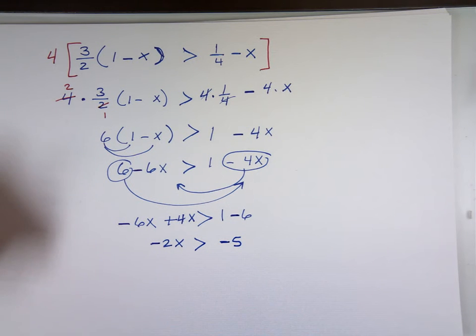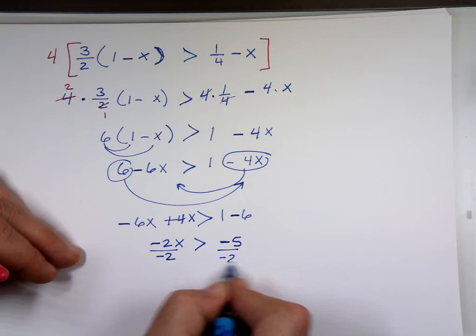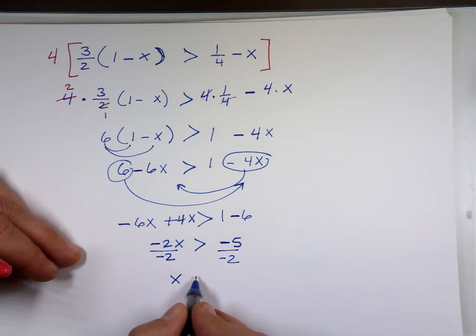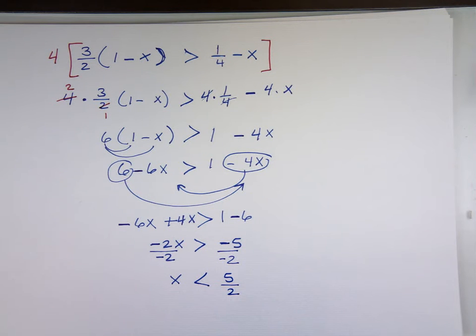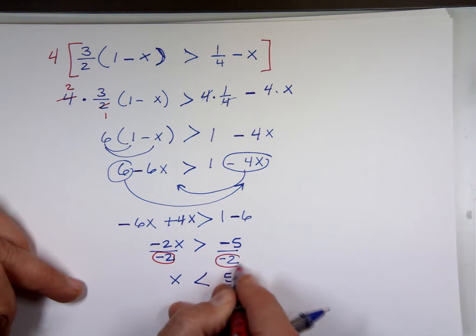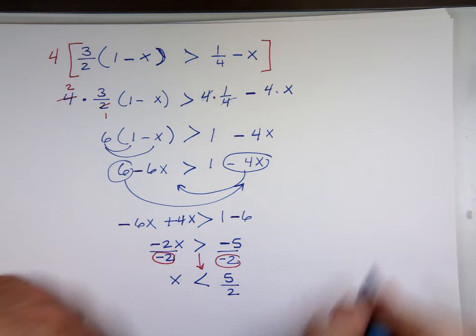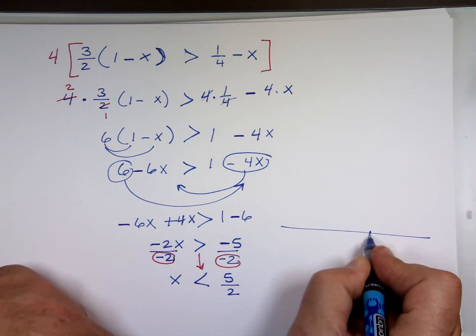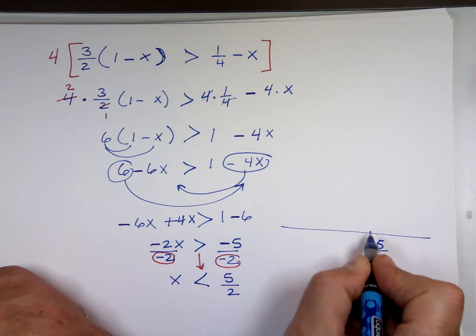To solve for x, you're going to divide by negative 2. X is what? Try again. Less than 5 over 2. Again, the reason is less: you're dividing by a negative number, you have to switch the sign. If you graph it, 5 halves is 2.5, and x is less than that.